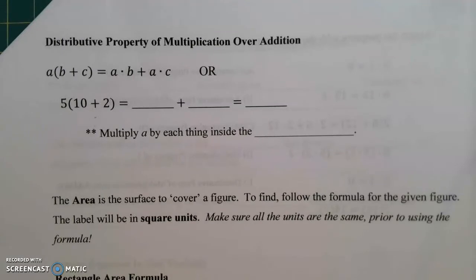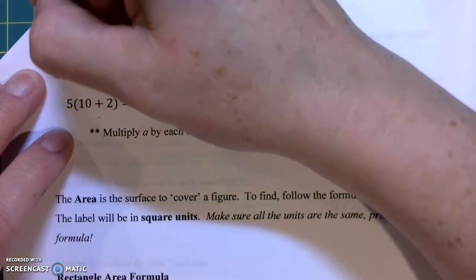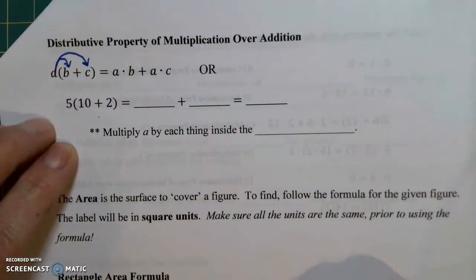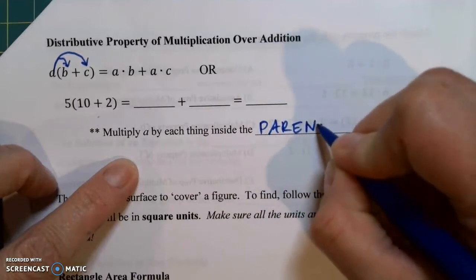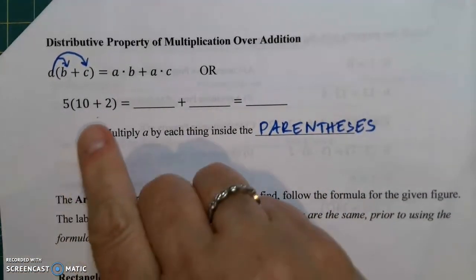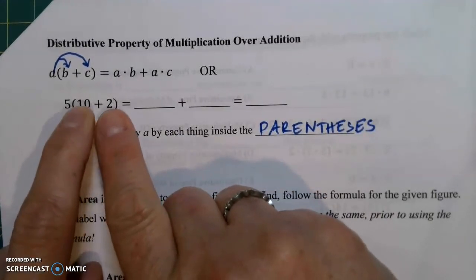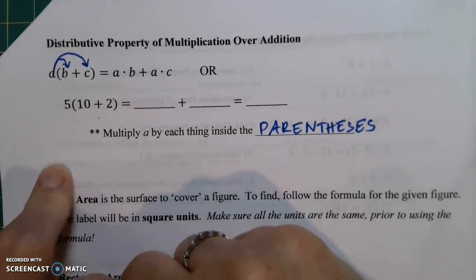The last property that we're looking at is the distributive property of multiplication over addition. And so this is where we're combining those two. Essentially it means that we're going to multiply what's on the outside of the parentheses by each thing inside the parentheses. So multiplying A by each thing inside the parentheses. And often what will happen in further situations in math is we won't be able to add these two numbers together. So the only way to get rid of the parentheses is to use the distributive property.